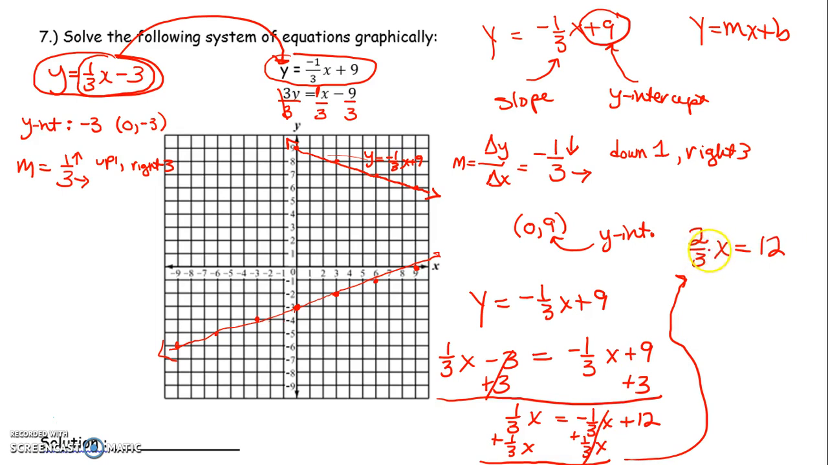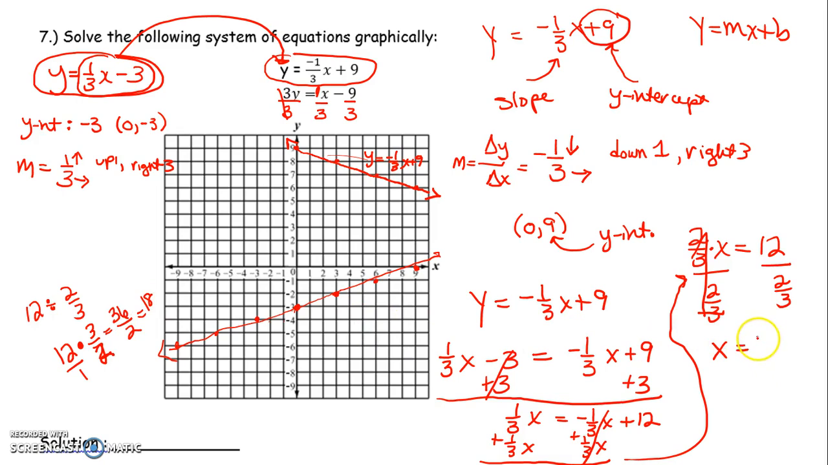What's the operation between the 2/3 and the x? Oh, that's multiplication. How do I undo multiplication? Division. So I can divide the left by 2/3, which means on the right-hand side of the equal sign, I also have to divide that by 2/3. And we get x equals 12 divided by 2/3. 12 divided by 2/3 is the same as 12 times the reciprocal, 3/2. I could choose to go straight across the top, straight across the bottom. 36 over 2 is 18. So x must be 18.